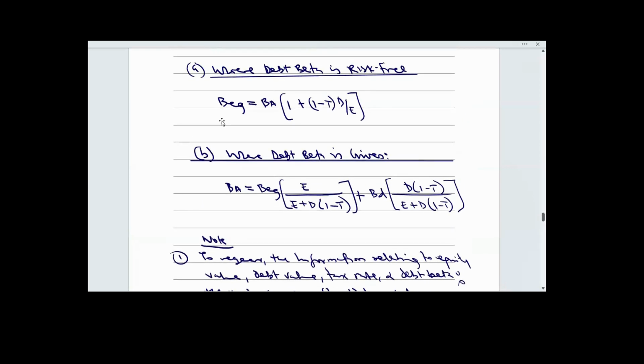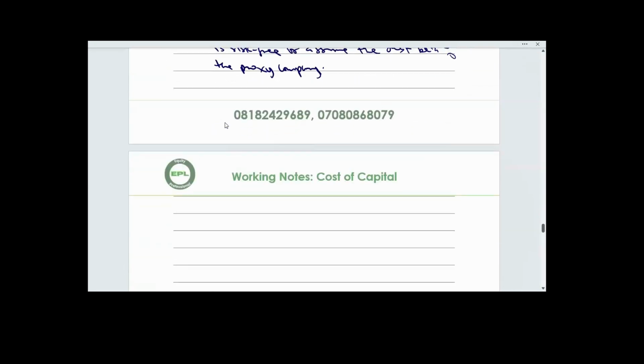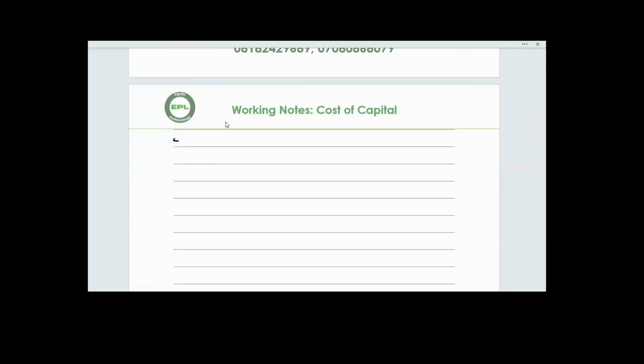Then step number 4, calculate cost of equity using capital asset pricing model.